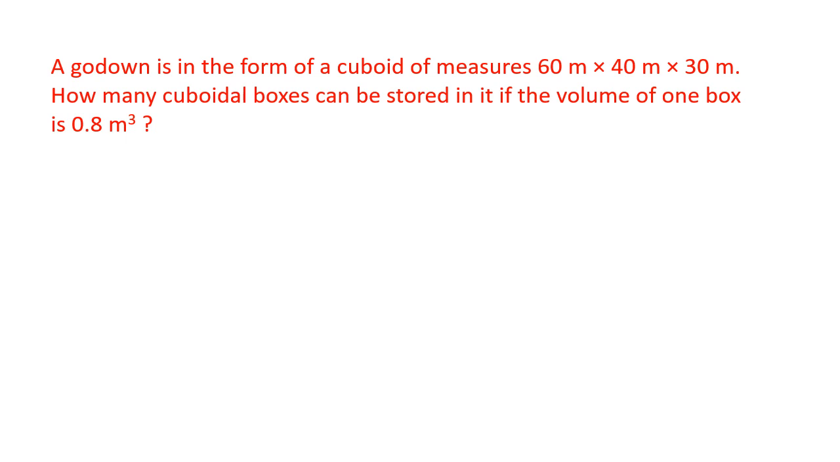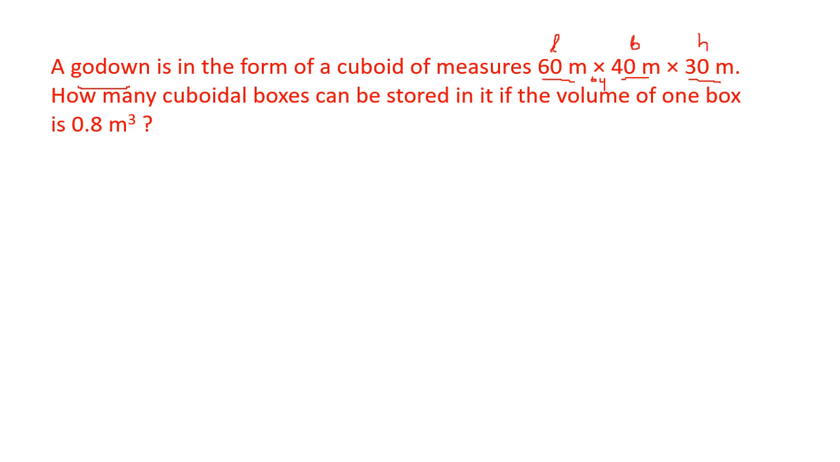In this question we have a godown in the form of a cuboid whose dimensions are 60 meter by 40 meter by 30 meter. So this "into" is also read as "by". So 60 by 40 by 30. So we can say the length is 60, the breadth is 40 and the height is 30.